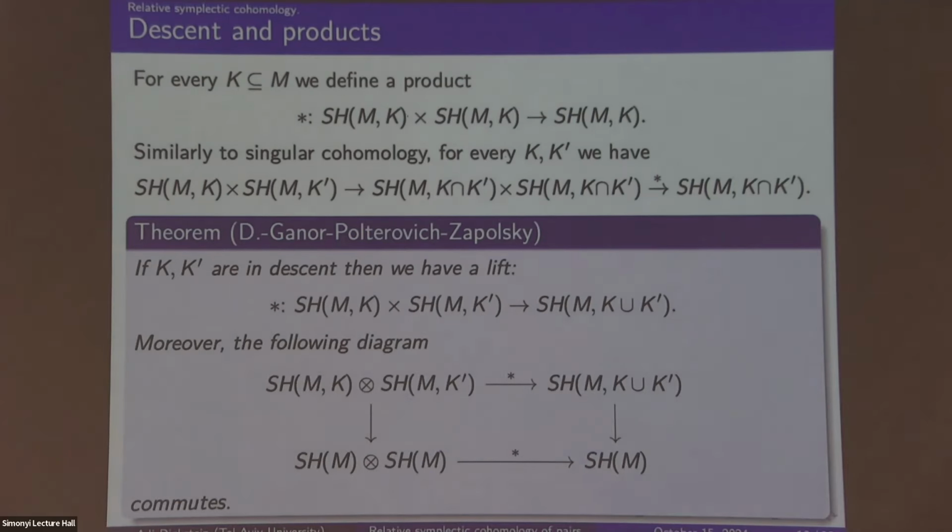But in the case when K and K prime are in descent, we can upgrade it and get a product from SH of M comma K times SH of M comma K prime to SH of M comma the union, similarly to the case of singular cohomology. And also we have the following commuting diagram that tells us what is the connection with the product of Varolgunes.